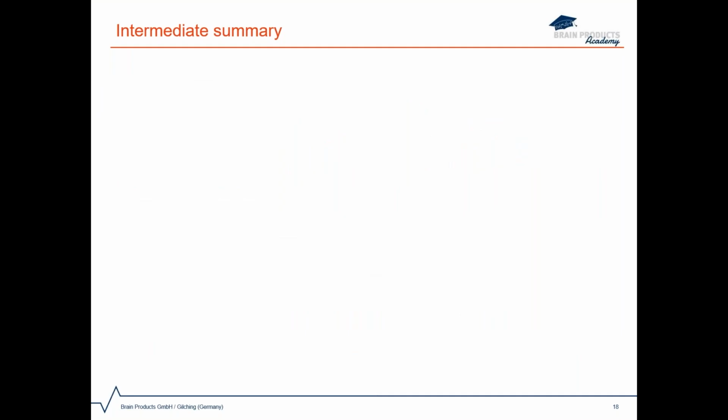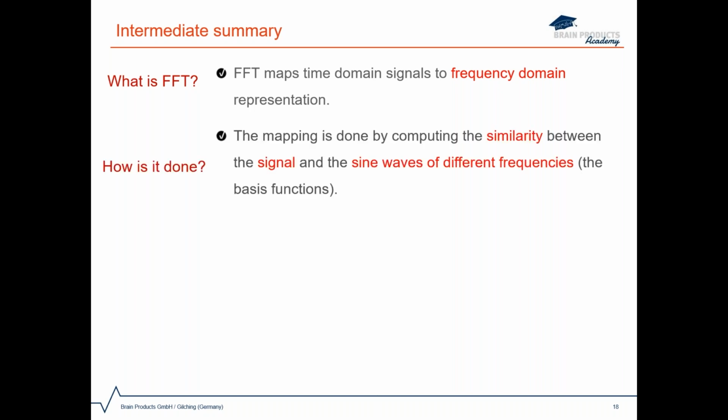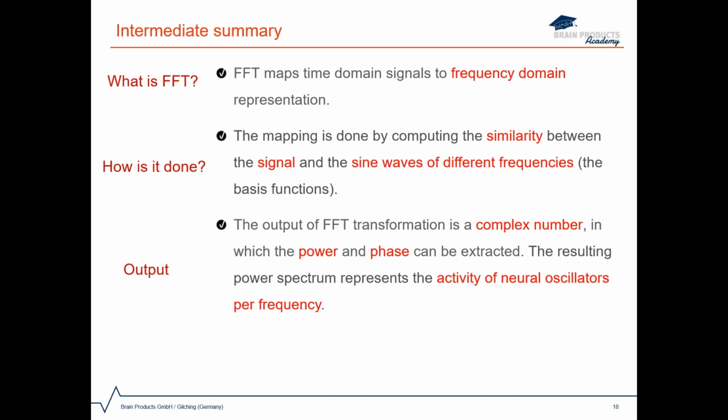Let's summarize what we have learned so far. FFT maps time domain signals to frequency domain representation. It tells how much of a signal is contained in the total period of observation. The mapping is done by computing the similarity between the signal and the sine waves of different frequencies. The output of FFT is a complex number from which the power and phase can be extracted. The resulting power spectrum represents the activity of neural oscillators per frequency, allowing the comparison between conditions, tasks, or bands.